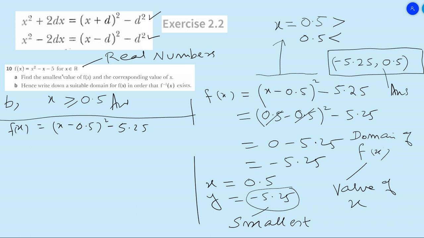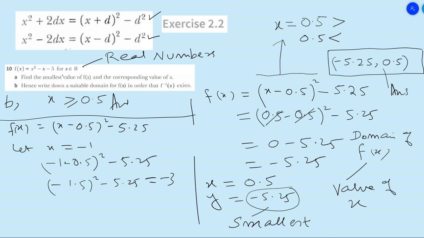If I put the value of x, let x be equal to, for example, minus 1. So minus 1 is less than 0. So what should be the answer? (Minus 1 minus 0.5) whole squared minus 5.25. If I find the answer with the help of a calculator, our answer is minus 3. Okay.